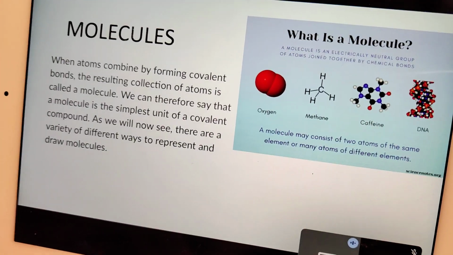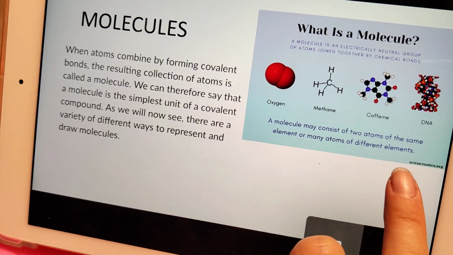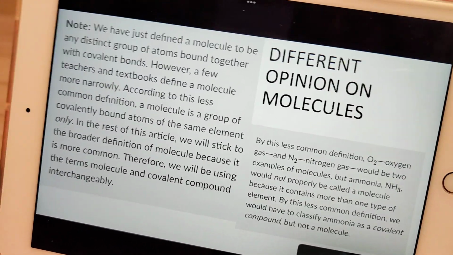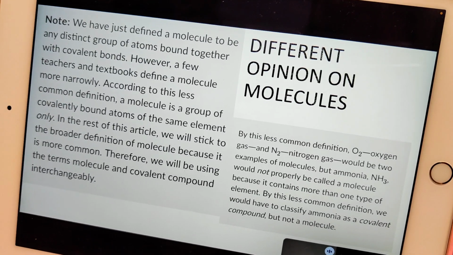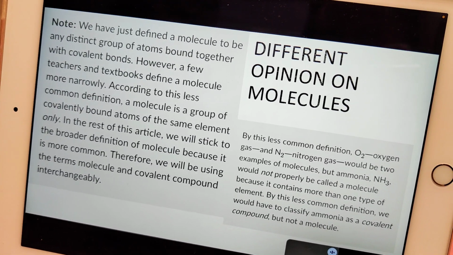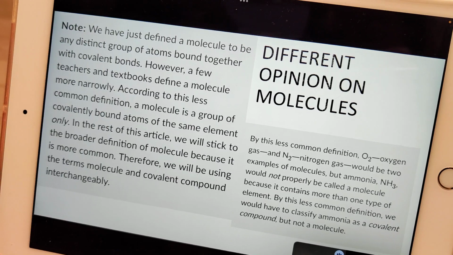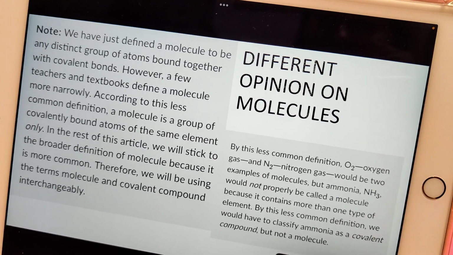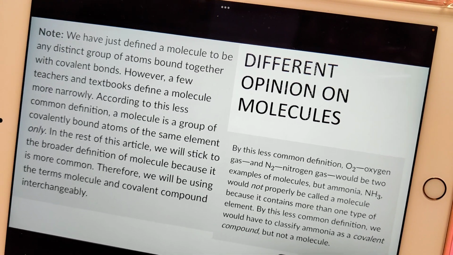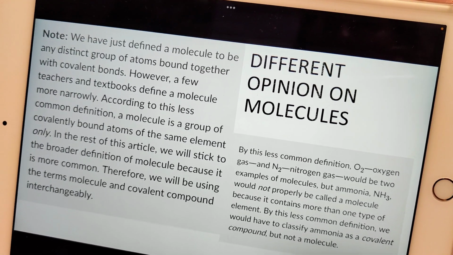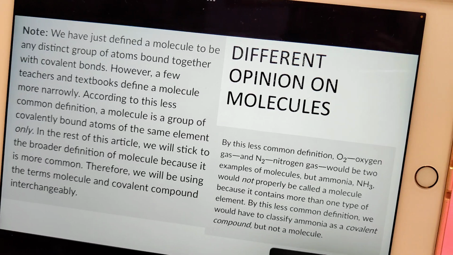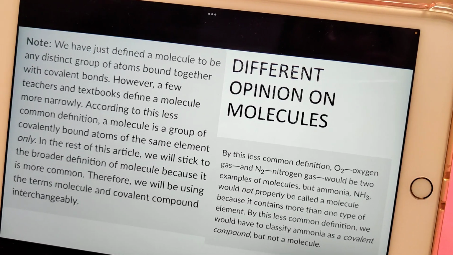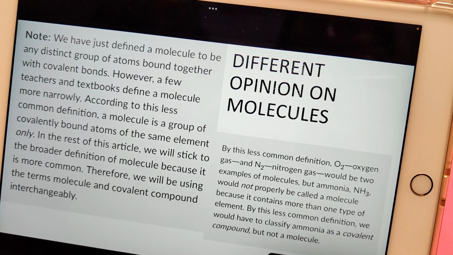So this also has a little problem, the molecule, because there are different opinions on molecules. You can read this. Note, we have just defined a molecule to be any distinct group of atoms bound together with covalent bonds. Yes, remember covalent bonds. Just a covalent bond could be a molecule, not ionic bond, not metallic bond, just a covalent bond. Do you remember, guys? We learned about those. So when you see a covalent bond, that means it's a molecule also.